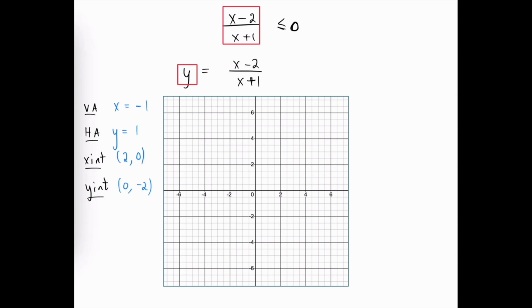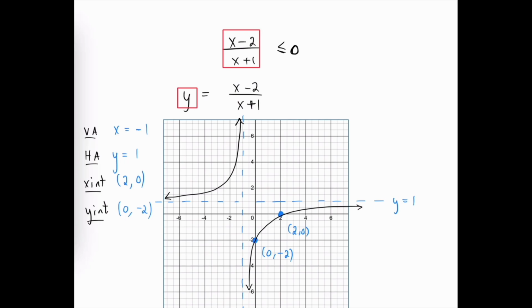X is equal to -1 is this vertical line. Y is equal to +1 is this horizontal line. 2, 0 is the x-intercept, and 0, -2 is the y-intercept. And when we approach these asymptotes and connect these intercepts, we'll see that the rational function looks like this.